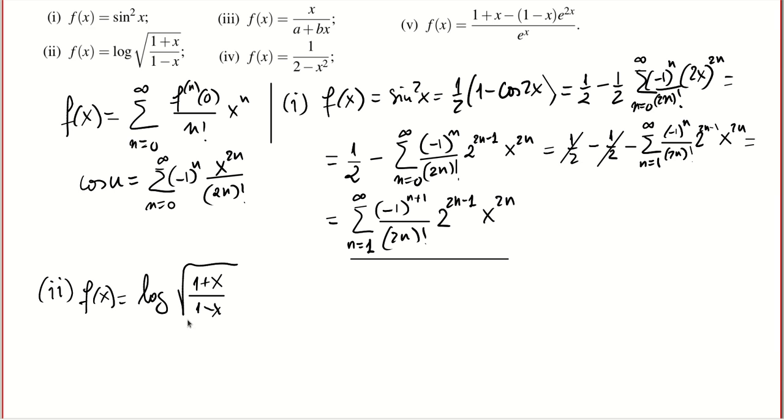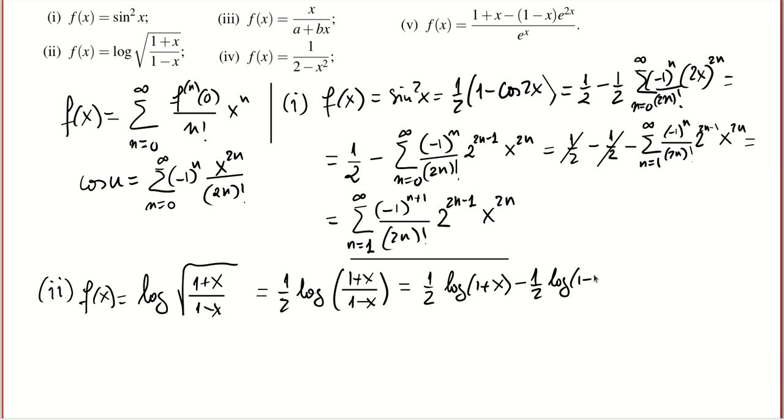However, if you remember that the square root is just an exponent 1/2, this is actually 1/2 of the logarithm of (1 plus x) over (1 minus x). And again, this is just the logarithm of a quotient, and that is the difference of logarithms. So we have this difference, which is very good because both these functions are easy to expand, right? Because we know the expansions of the logarithm.